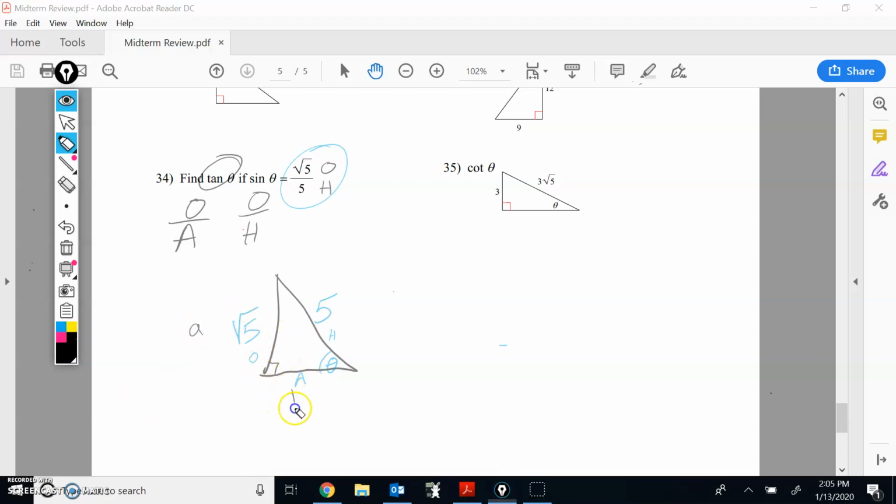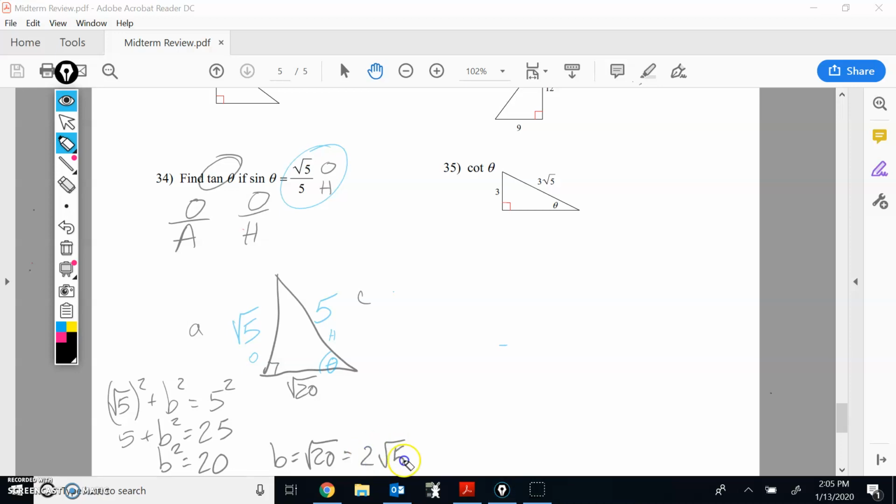So I can label this A, B, and C. So we have square root of 5 squared plus, we don't know, this adjacent side. It's going to equal the hypotenuse squared. So this comes out to be 5 plus b squared equals 25. B squared is going to be 20 when we subtract over the 5. And then we're going to square root both sides to make b the square root of 20. So I'm going to erase this all here. And we now know that b is the square root of 20. And you could simplify, rationalize it to be 2 square root 5 if you would like.